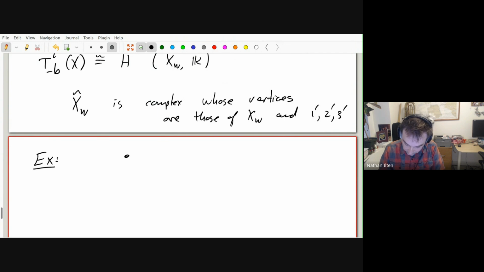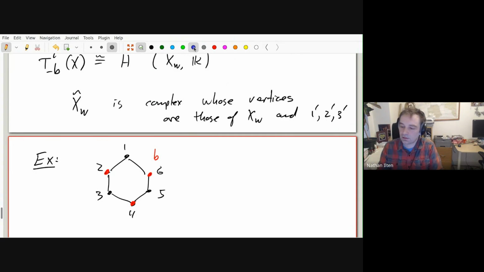Okay, so in the example, again, let's go to our hexagon. 1, 2, 3, 4, 5, 6. Let me choose my B to be 2, 4, and 6. That's my B. What's my X_W? Again, if I look at the intersection of all the links of these things, this is empty, so I just have to avoid the red vertices, which means that I have these 3 disjoint blue vertices.